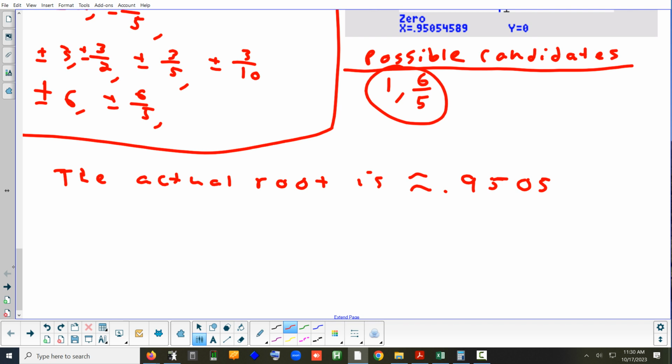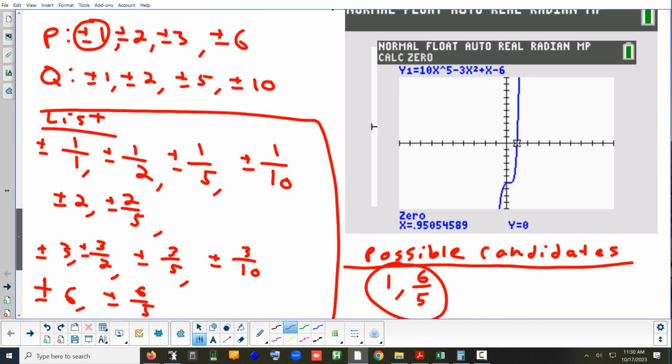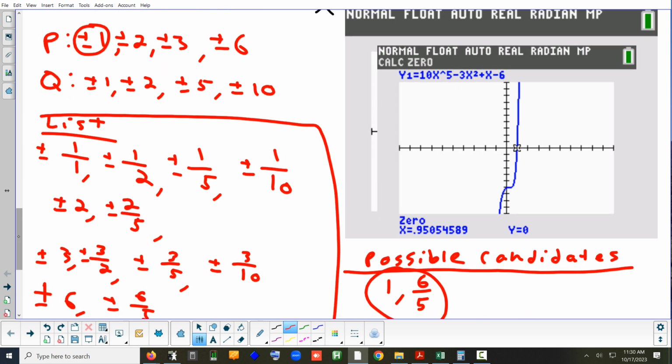That can happen. Why wouldn't we just round it to 1? I thought the calculator wasn't always exactly correct. Well, it's correct up to that many decimal places. Oh, okay. So when I write 0.9505, that's not the exact answer. Even if I wrote 0.95054589, that's still not exact. But it's accurate up to where it's telling you. So it's not 1. It looked like it was 1, but it wasn't.